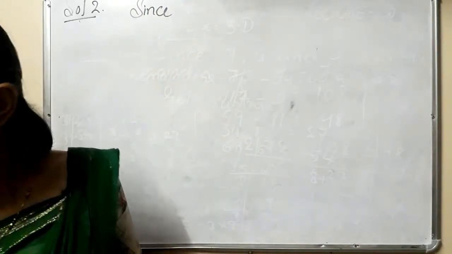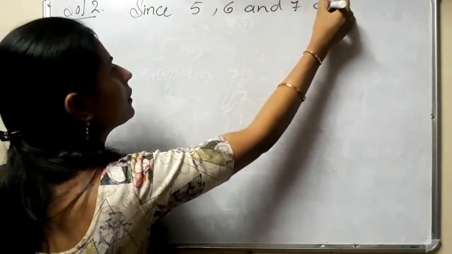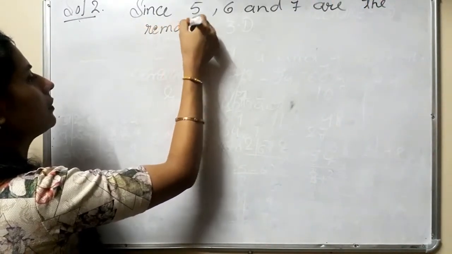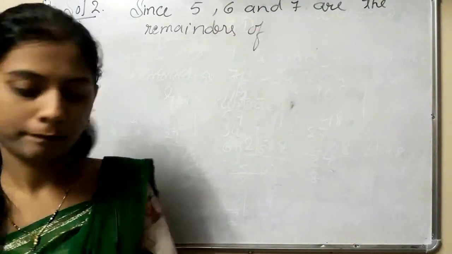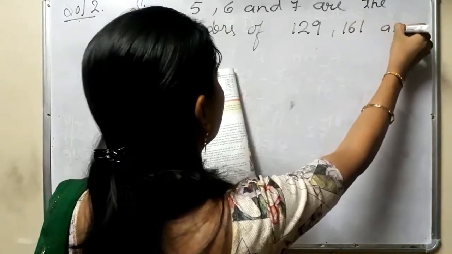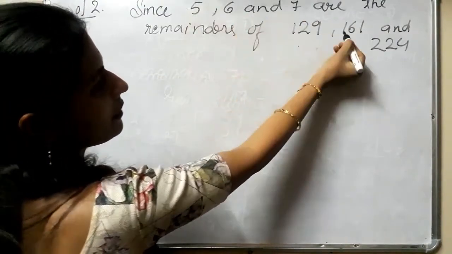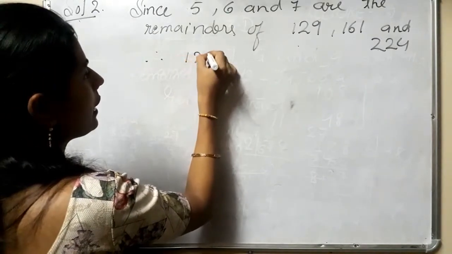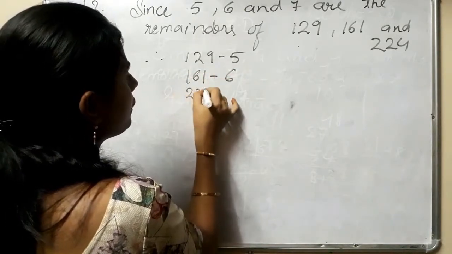Since the remainders are 5, 6 and 7, the remainders of 129, 161 and 224. So we will subtract 5 from 129, 6 from 161, 7 from 224. Therefore, 129 minus 5, 161 minus 6, 224 minus 7.